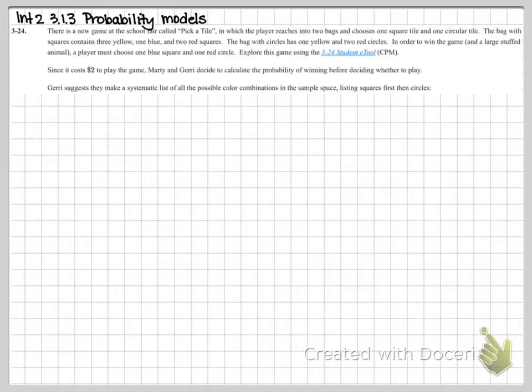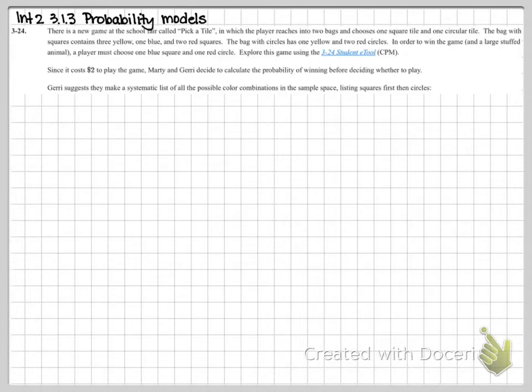And here are the notes for 3.1.3 probability models. Basically, this is just the opportunity for you to sit back and decide which type of model you prefer and which one you think is more beneficial. So if we take a look at this question for 3-24, they're asking us to go through and make an exhaustive list. That is something that we can do. If you find that that makes more sense to you, then absolutely go ahead and follow that process.